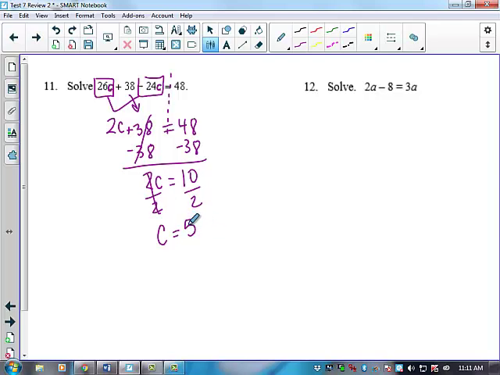That's my final answer. Whenever you do this, you can always plug it back in and check. Multiply, add, multiply, subtract them, and then see if you get 48 as your answer. Check your work. There's nothing wrong with that. On 12, we are solving for A.